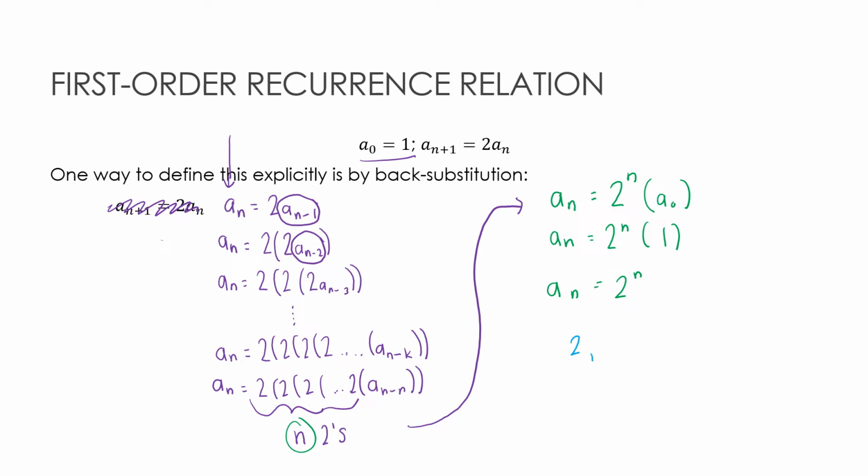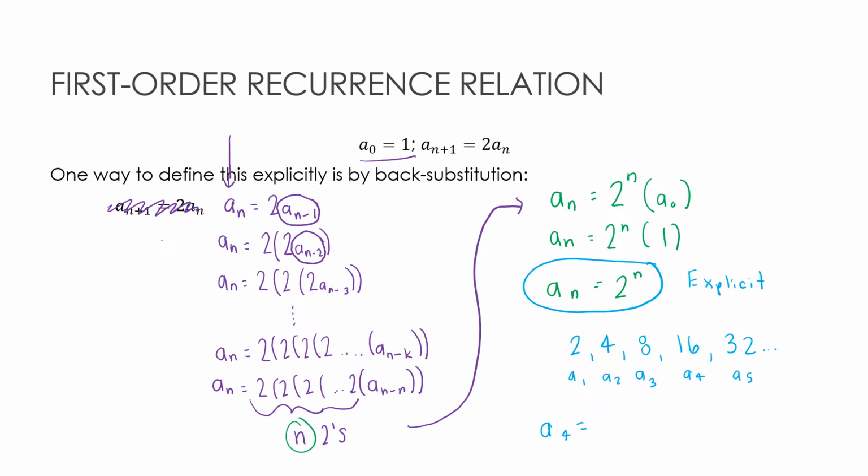We started at 2, 4, 8, 16, 32, etc. So this was A1, this was A2, this was A3, this was A4, this was A5. If I wanted to find, say, A4, according to this definition, written explicitly, so this is the explicit definition, A4 tells me I can take 2 to the fourth. 2 to the fourth is 16. Does it match what I found originally using my definition of the recursive relation? Yes, it does, so I feel pretty good about it.